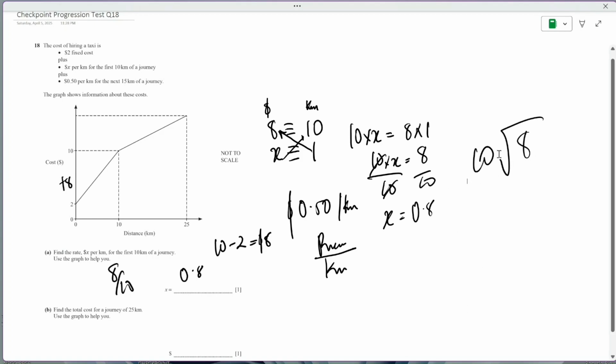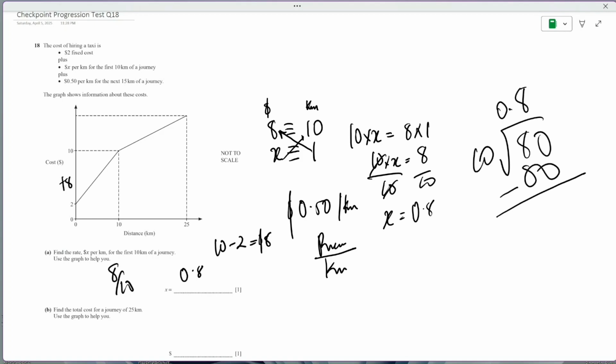10 is bigger than 8, so 10 can go in 8. You have to increase this 8 to 80 by introducing a 0 and a decimal. So you have 10 in 80, that's 8. 8 times 10 is 80. You subtract, you have dot dot. So your answer is 0.8.